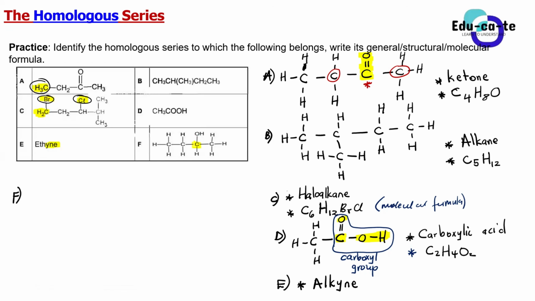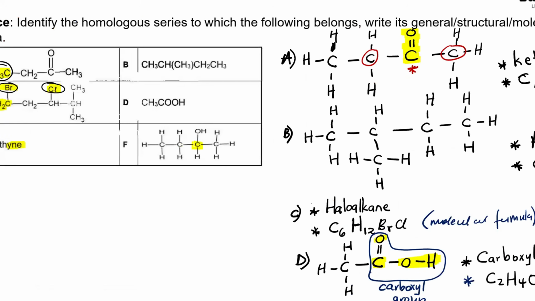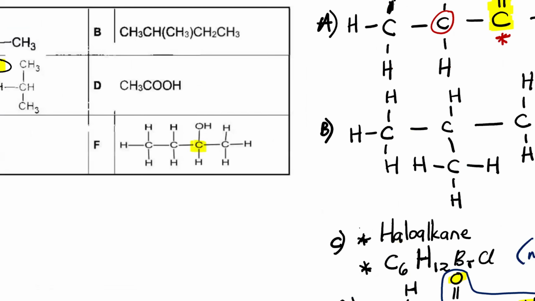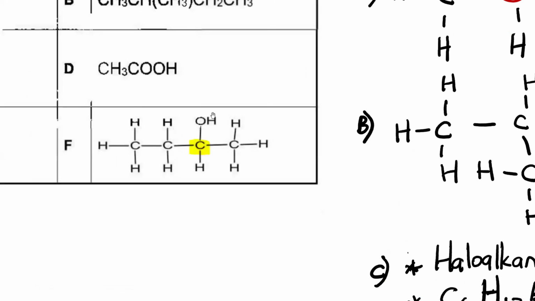Let me zoom it in. Maybe you guys are not seeing properly. Do you see this yellow highlighted carbon? It is bonded to the OH group. Can you all see that? Yes, you focus on the carbon bonded to the hydroxyl group. What do you do to this carbon? You look at how many other carbons this yellow highlighted carbon is bonded to.